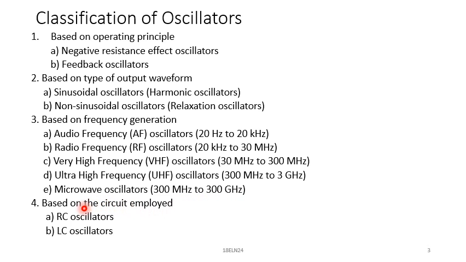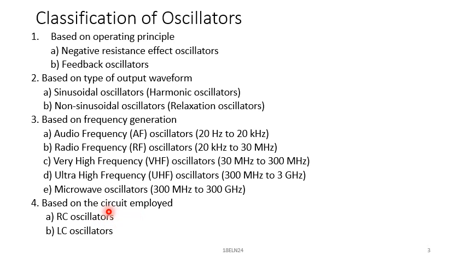And the last one is based on the circuit employed. There are two types of oscillators: one is the RC oscillator, the other is the LC oscillator. The RC oscillator means in the feedback we use resistance and capacitance. The LC oscillator means in the feedback we use inductors and capacitors.